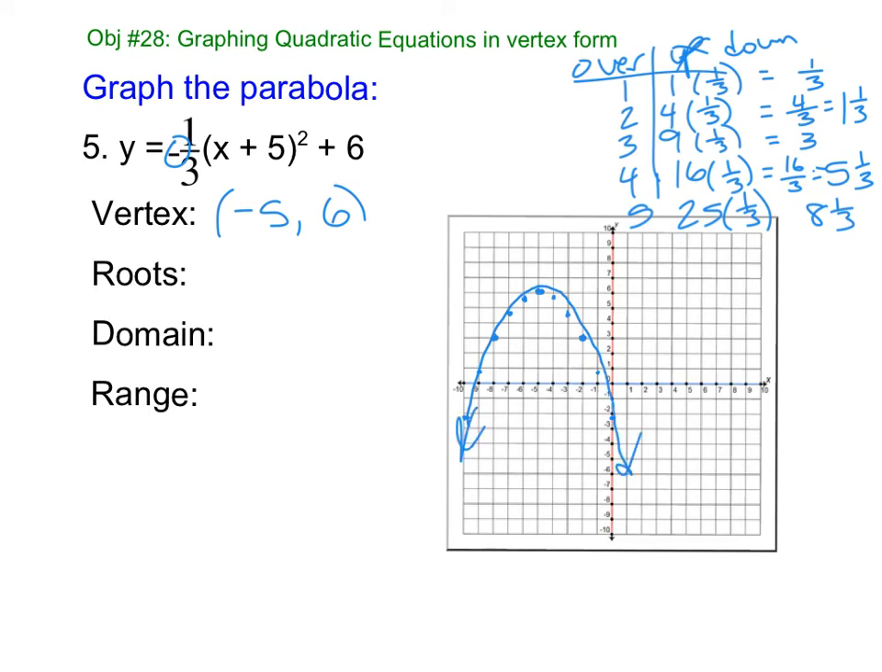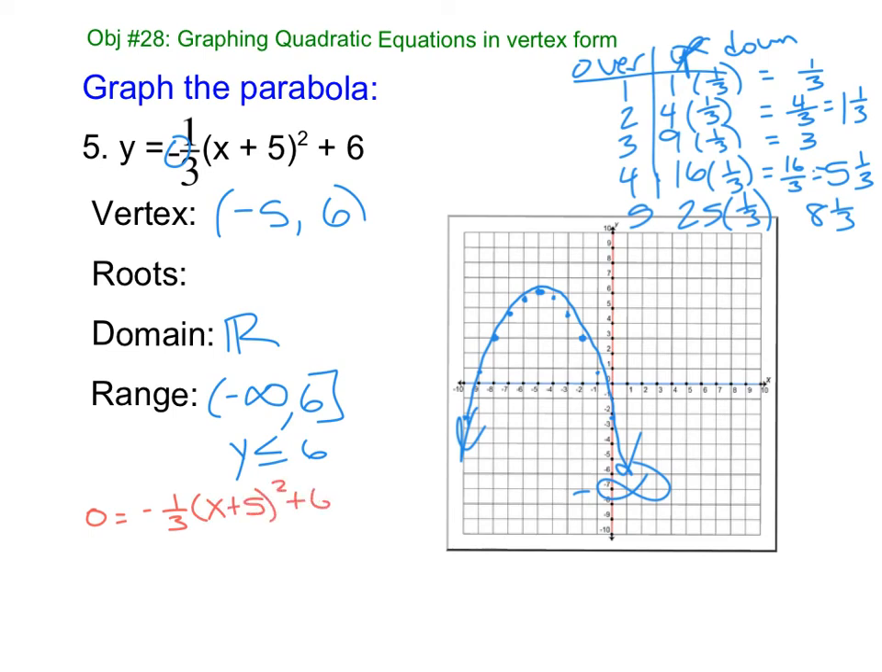All right. So why don't we do the domain and the range, and then we'll talk about the roots. So our domain, all real numbers. Our range is, it's negative this time, so -infinity, because our y's are negative, up to 6, or y has to be less than or equal to 6. All right, so now we need to find the roots algebraically. So I've got 0 equals -1/3 (x plus 5) squared plus 6.